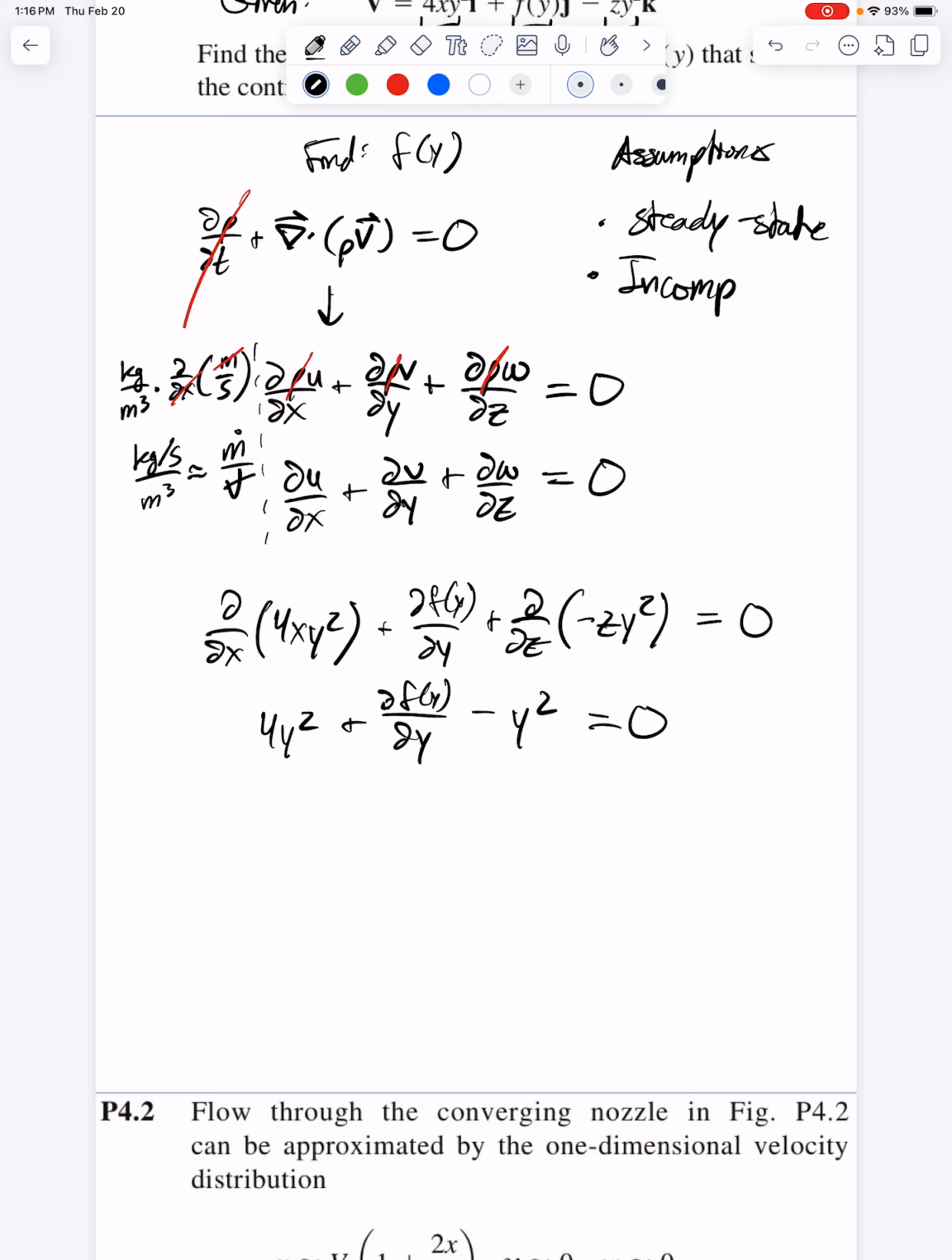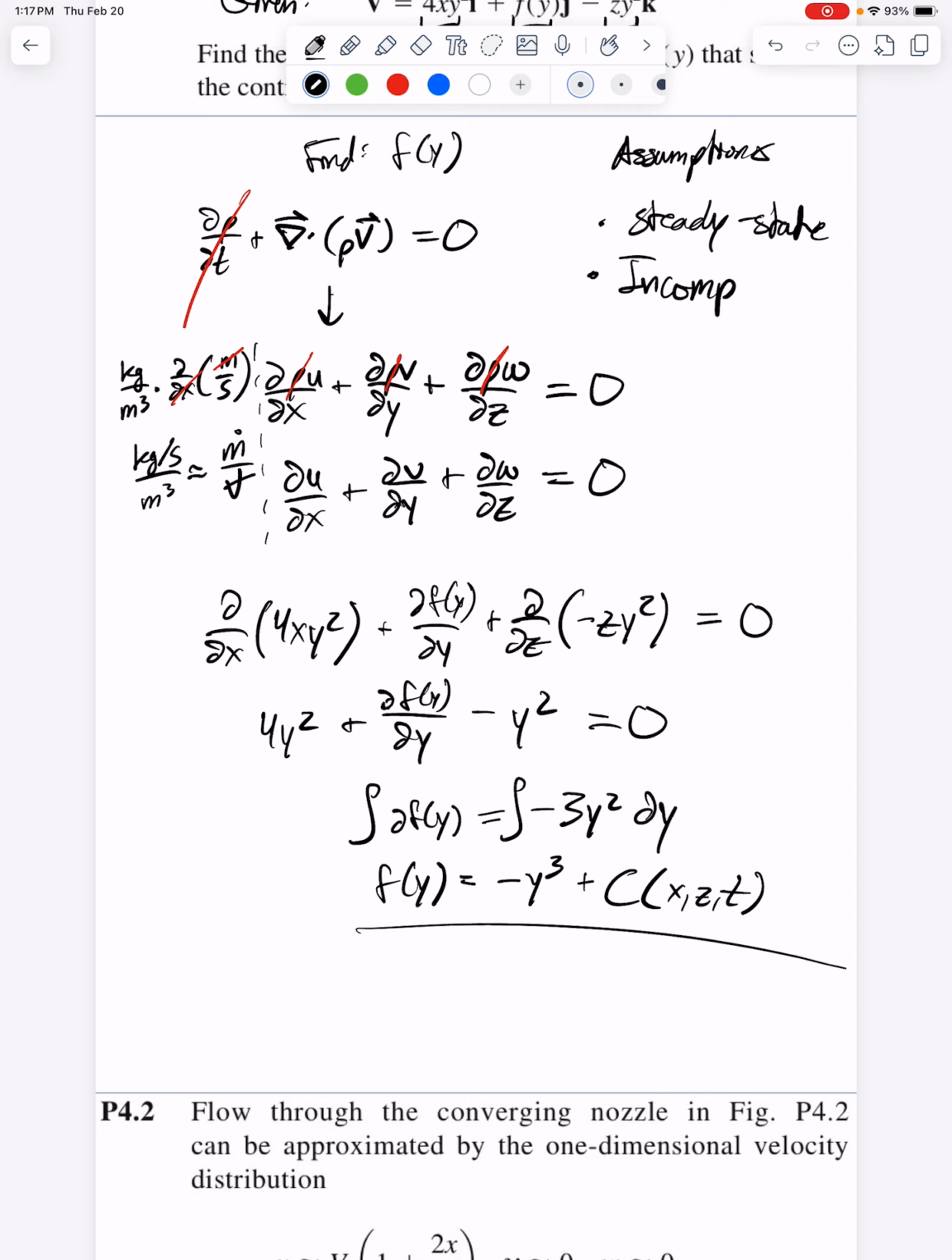Because this equation is a simple ordinary differential equation, we can solve via separation of variables, which I'll show right now. The derivative of f with respect to y is equal to 4y squared minus y squared, which is 3y squared. Move it over, negative 3y squared. I multiply both sides by the differential of y and integrate both sides. This gives f of y equal to negative y to the power of 3 plus some constant that is in terms of x, z, and or t.